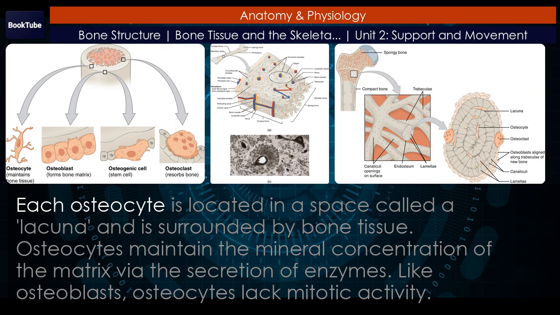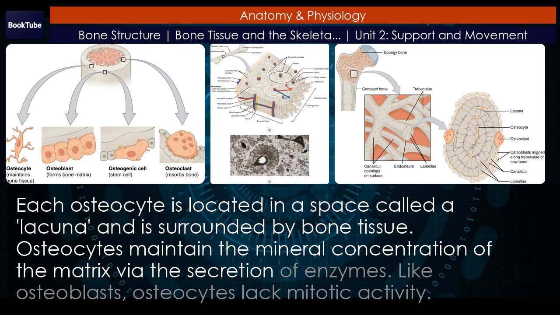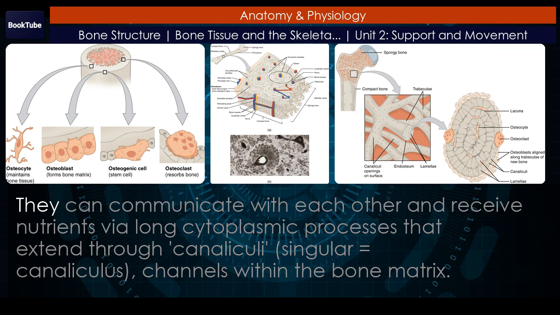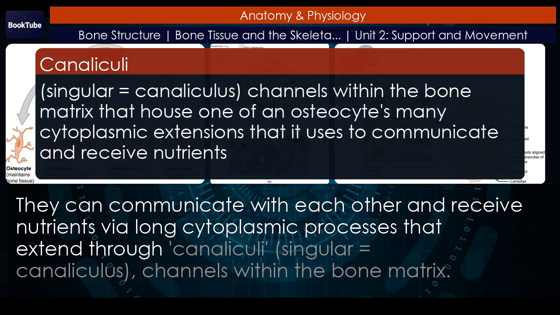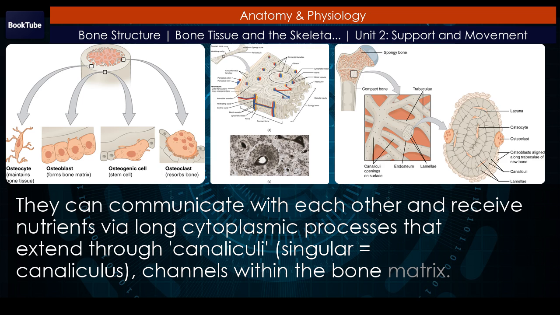Each osteocyte is located in a space called a lacuna, and is surrounded by bone tissue. Osteocytes maintain the mineral concentration of the matrix via the secretion of enzymes. Like osteoblasts, osteocytes lack mitotic activity. They can communicate with each other and receive nutrients via long cytoplasmic processes that extend through canaliculi, singular equals canaliculus, channels within the bone matrix.